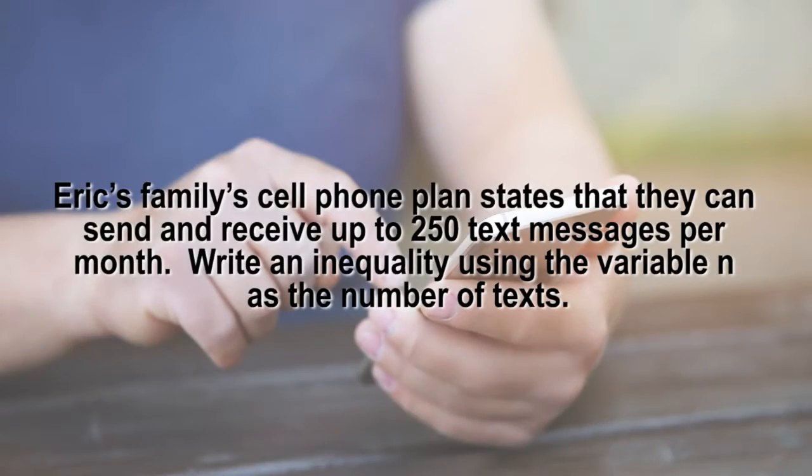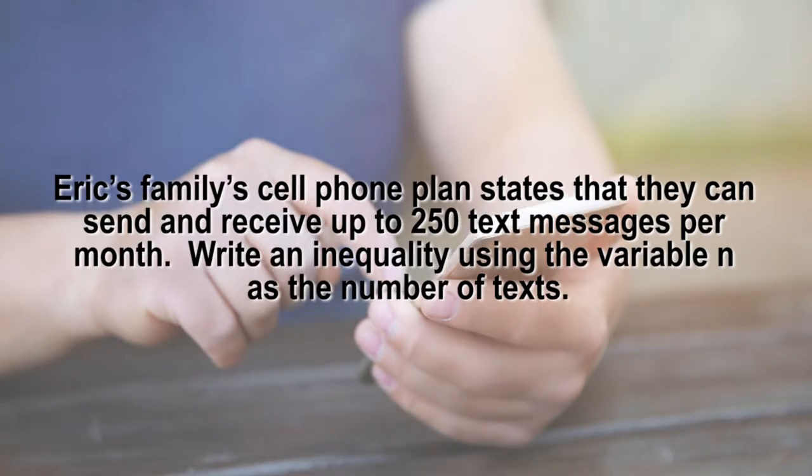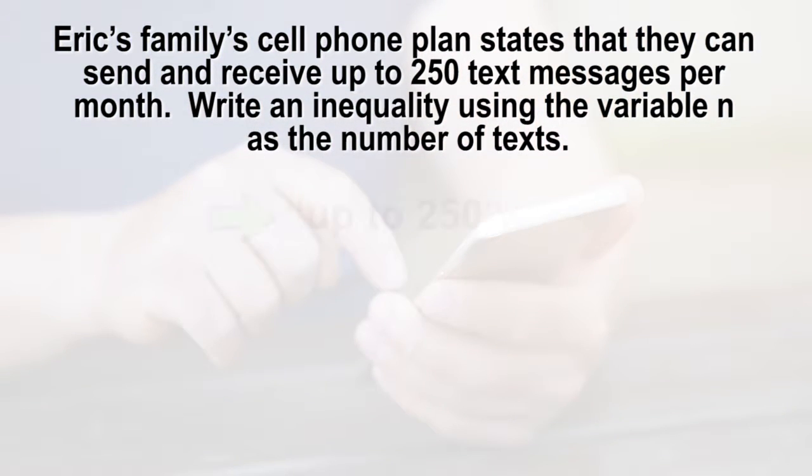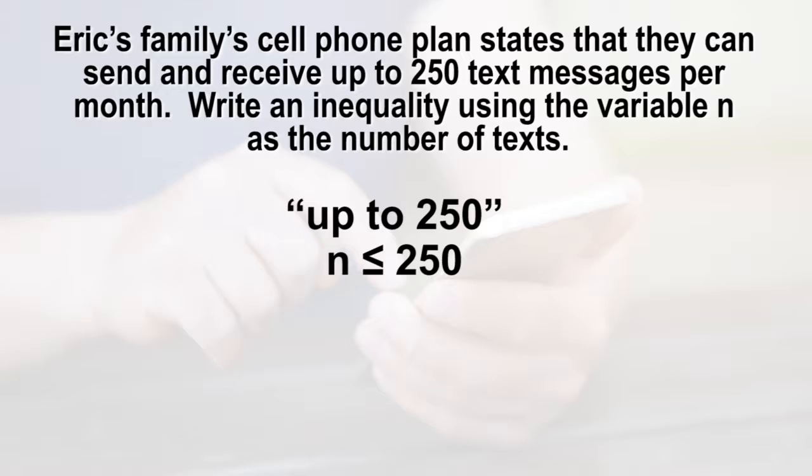Let's begin with our first problem. Eric's family's cell phone plan states that they can send and receive up to 250 text messages per month. Write an inequality using the variable n as the number of texts. The problem states they can send and receive up to 250 texts. The phrase "up to" is a phrase that represents an inequality. This means that any number less than 250 or equal to 250 is included in their plan. The inequality to represent this problem would be n, the number of texts, is less than or equal to 250.